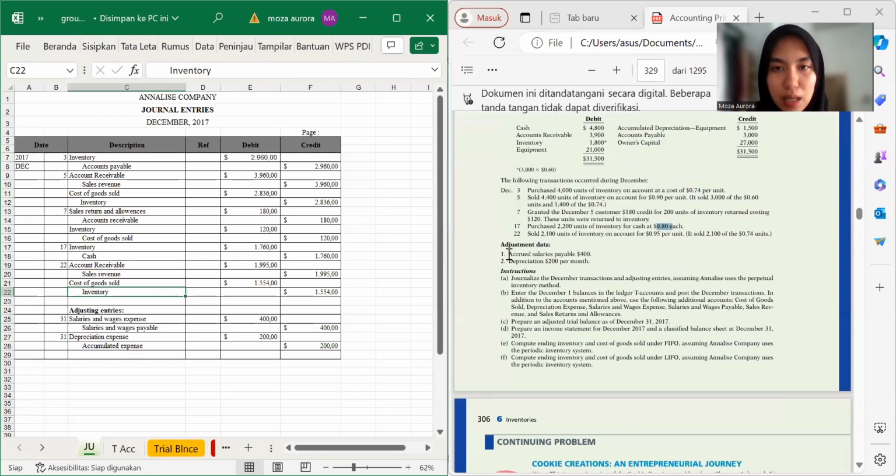Move to the adjustment data. The first adjustment data is accrued salaries payable for $400.